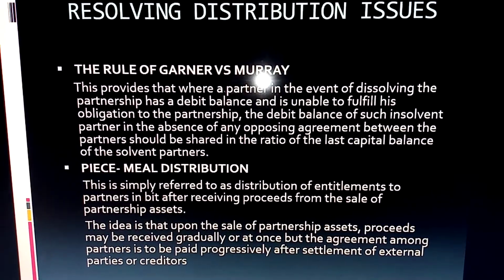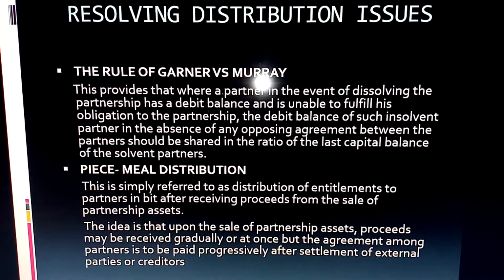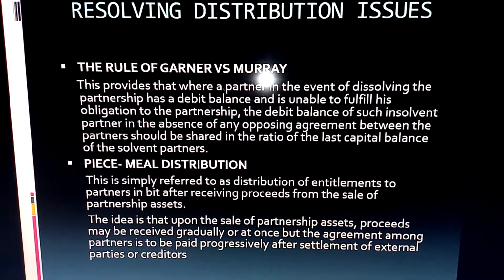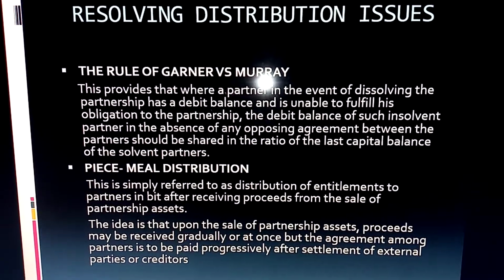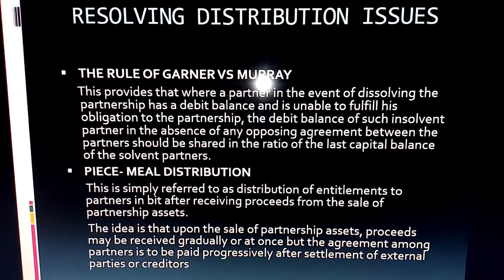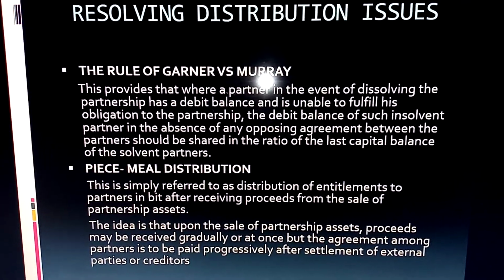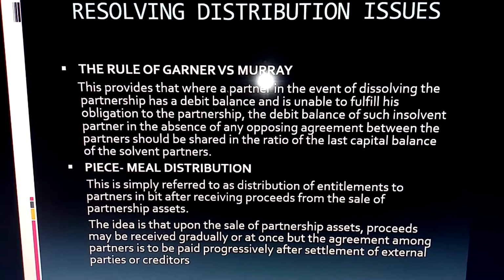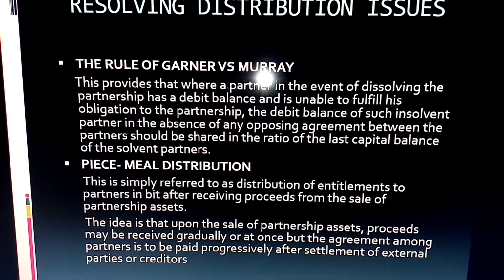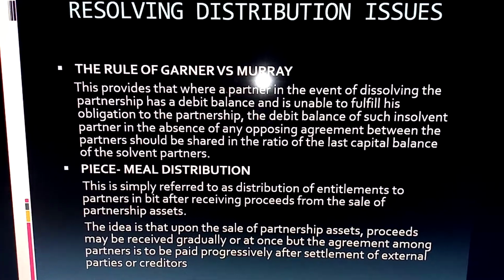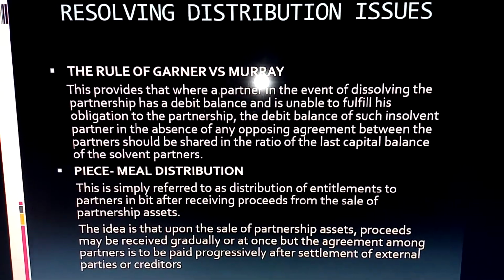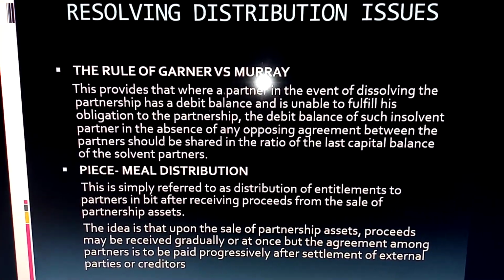So what I'm saying is, where there's no opposing agreement as to how a partner's debit balance should be recouped, or where there's no contrary agreement that states that it should be done in a particular way, then what the rule of Garner versus Murray is saying is that the debit balance should be borne by the solvent partners in their last capital balance ratio.